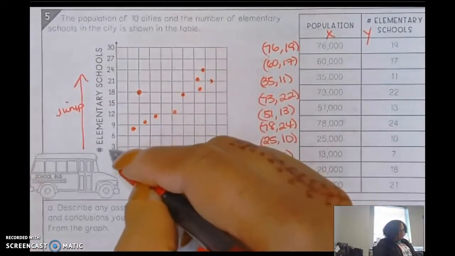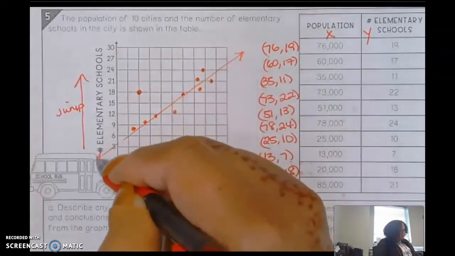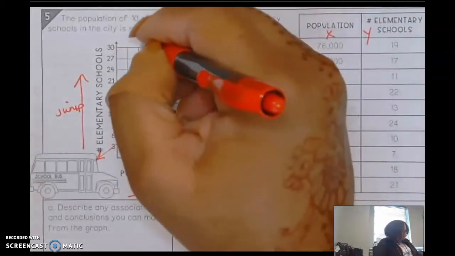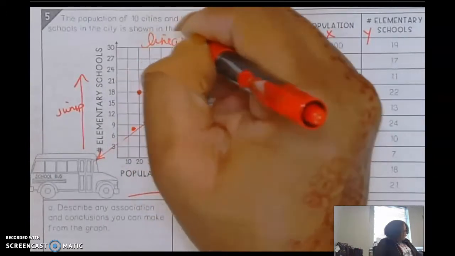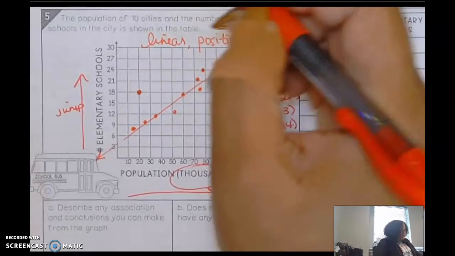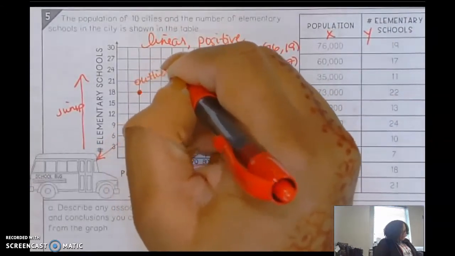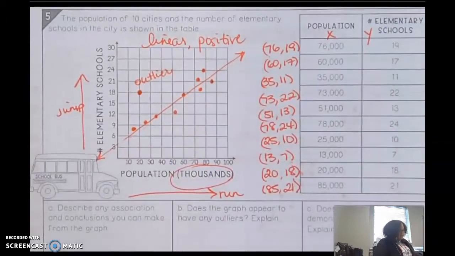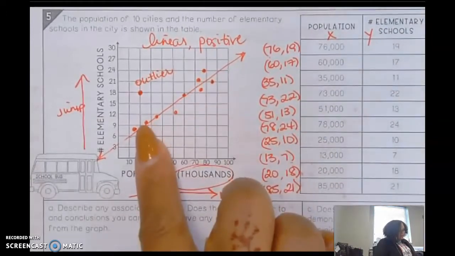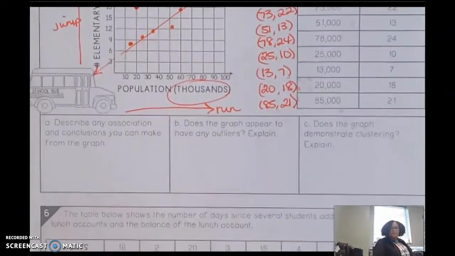It looks like I'm going to draw a straight line here to give me a visual of my linear association. It's positive, and I've got an outlier. He's not with the rest of the dots. I've got a little cluster up here and a little tiny cluster down here. So let's see what they ask me.